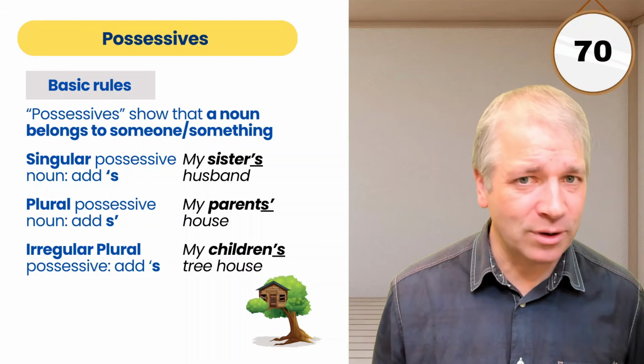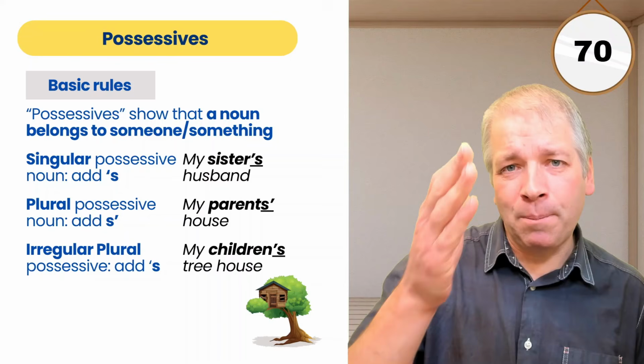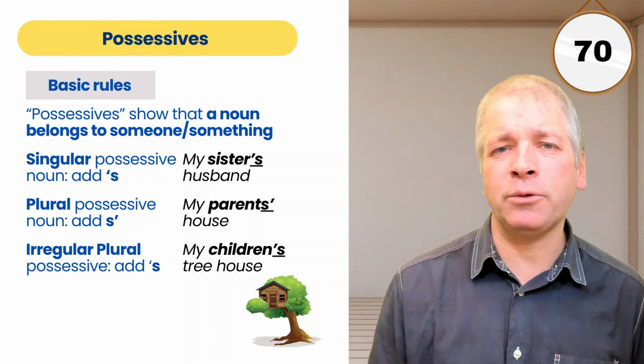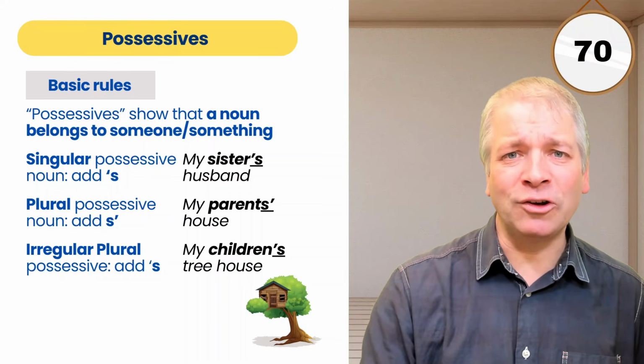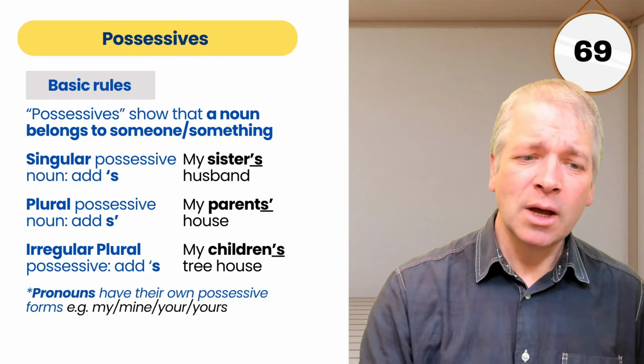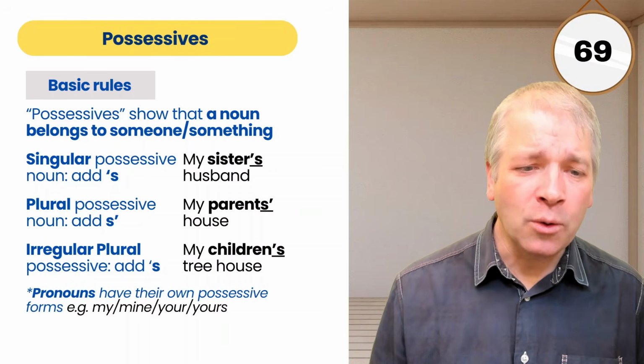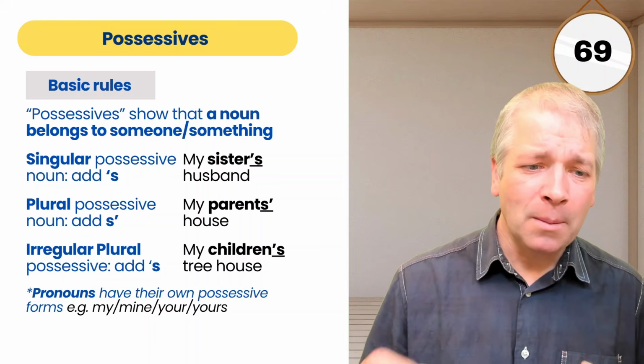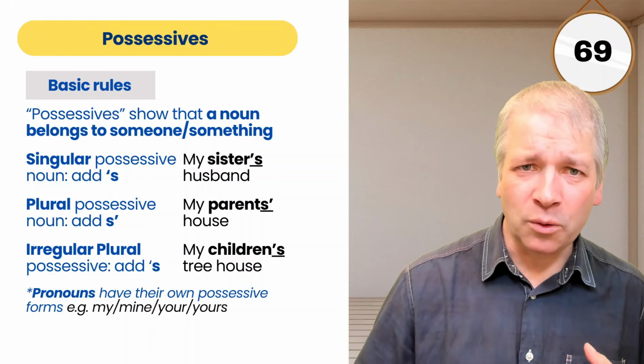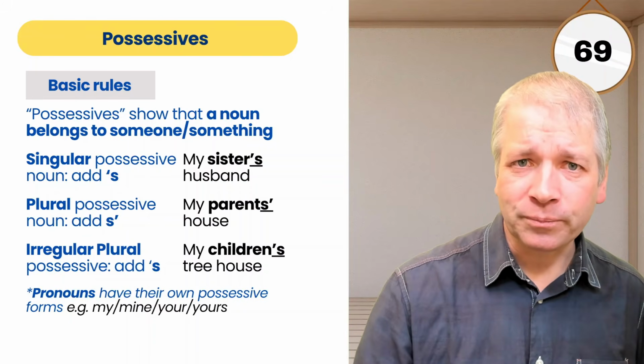So my children's tree house has apostrophe S, not S apostrophe, even though there's more than one child. Pronouns, of course, have their own possessive forms. My, mine, your, yours, and so on.